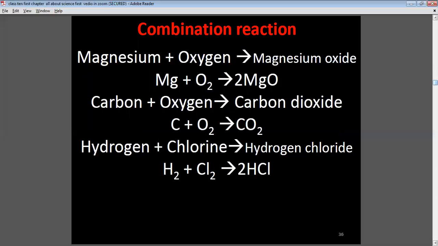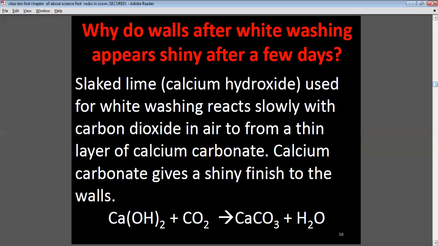For example, in a combination reaction, magnesium combines with oxygen and magnesium oxide is formed. The chemical formula is 2Mg plus O2 gives 2MgO. Carbon plus oxygen forms carbon dioxide, C plus O2 gives CO2. Hydrogen plus chlorine forms hydrogen chloride, H2 plus Cl2 gives 2HCl.